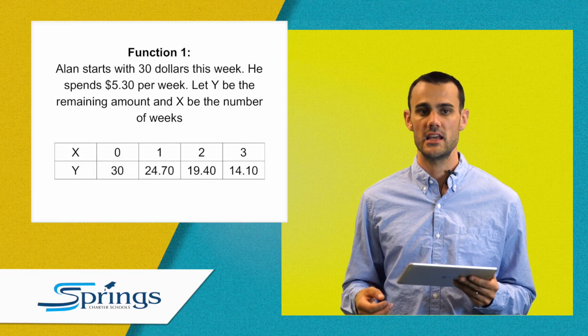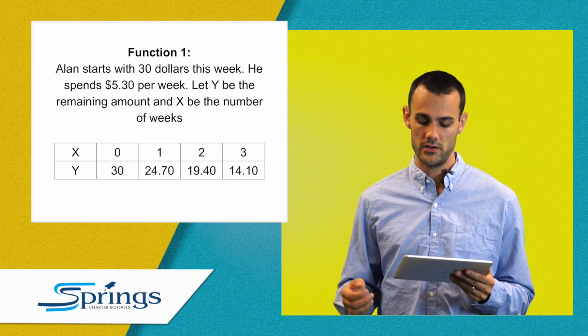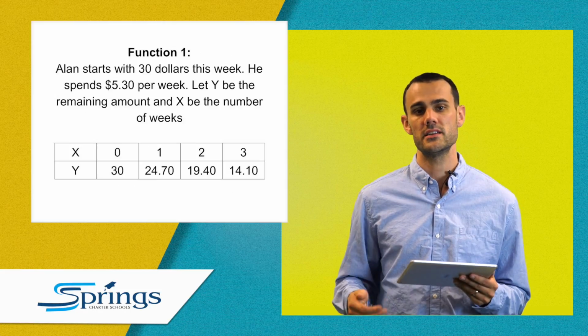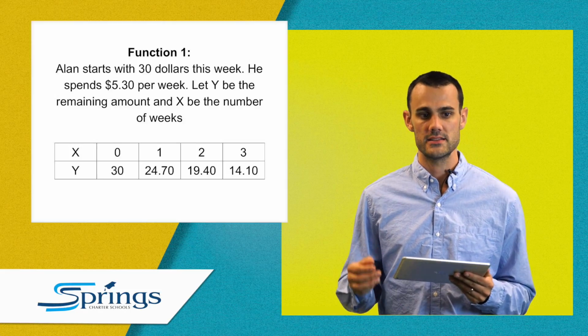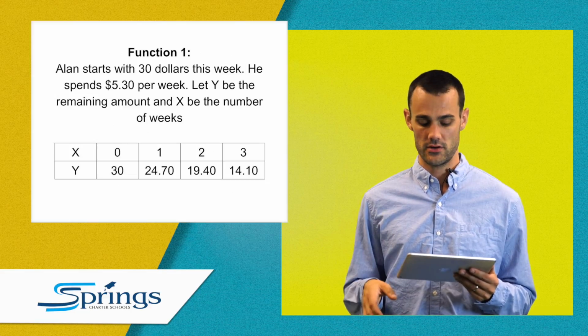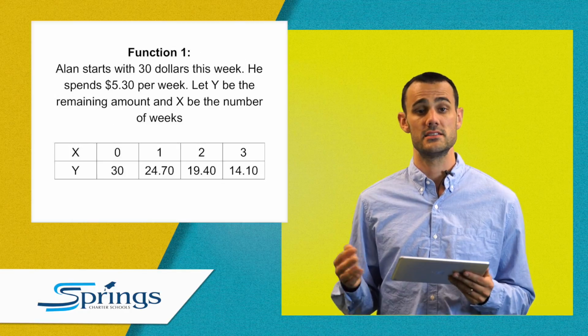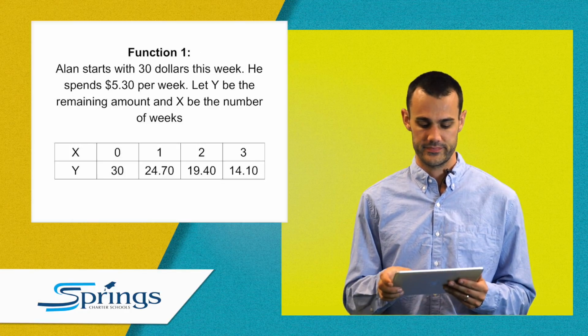So I've made a data table here for us below, or a function table. I have the x values of 0, 1, 2, and 3, and those are the number of weeks that have gone by. And y is watching his money amount change that he has. So he starts with 30, and he ends up by week 3 at $14.10 because he's spending money every week.